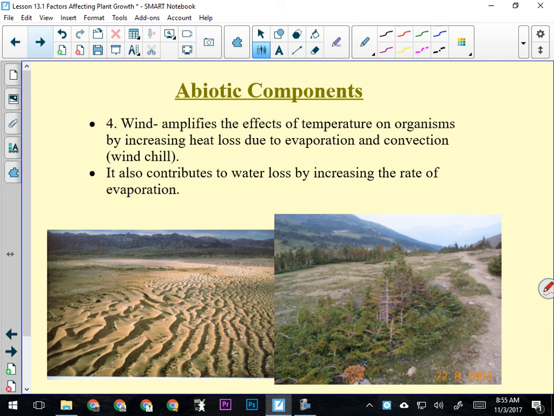So it increases heat loss due to evaporation and convection. That's wind chill. And it also contributes to water loss, increasing the rate of evaporation, just meaning it'll get drier faster as well. The other thing it can do is really alter the shape of some plants. If you go down by Lethbridge, you'll notice that plants tend to be leaning a little bit one way, because it's always blowing from the west, so the trees actually have fewer branches on the western side, and they tend to lean a little bit towards the east, just because the wind has kind of warped them that way.